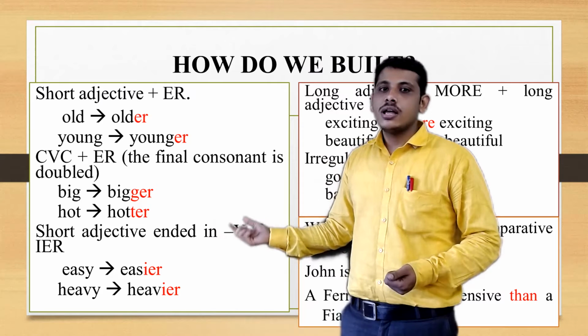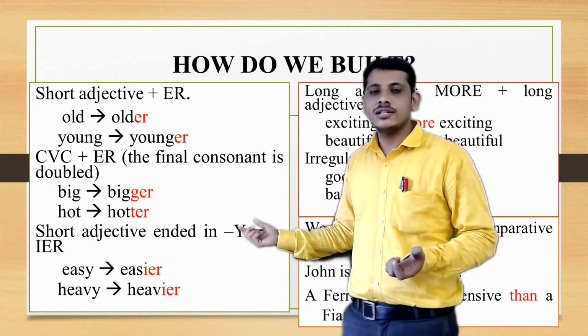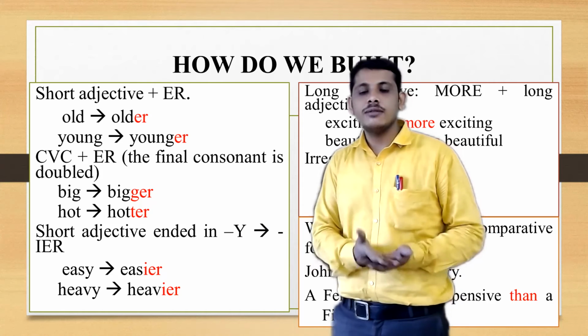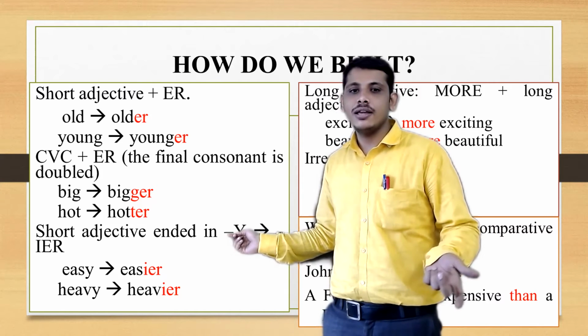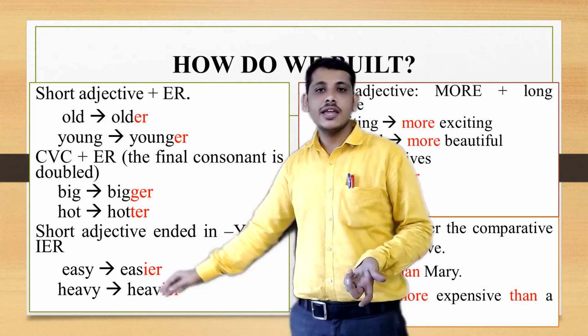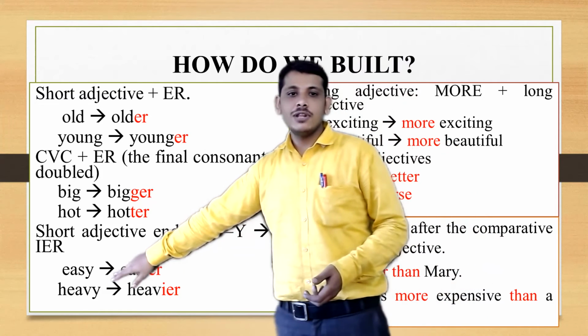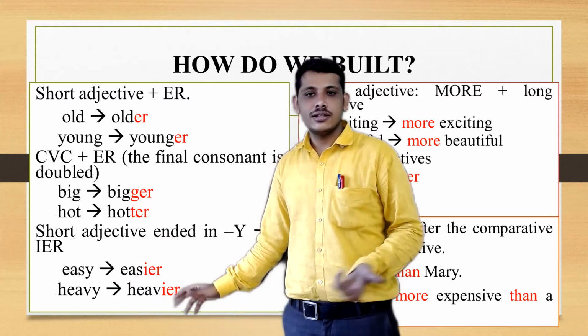If the word is an adjective, a short one, ending in Y, then same like plural, Y will become I, then you have to add er. Easy, easier, heavy, heavier, funny, funnier. This Y will become I and then er. Simple as that.